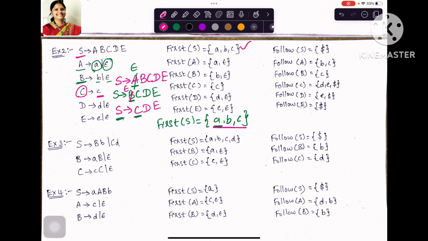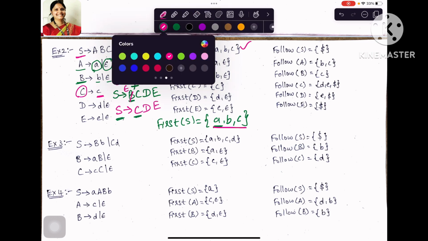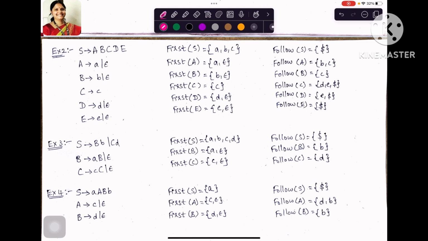Now again we calculate the first of A. Let us find the A production. So this is the A production: A produces a slash epsilon. So here A has two productions, one is small a and the other is epsilon. So the first of A will become a and epsilon.